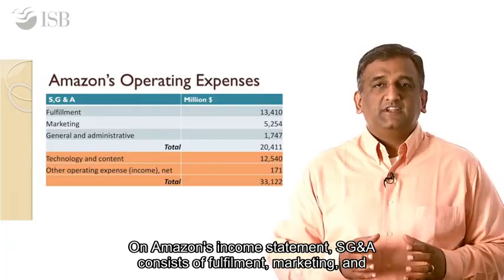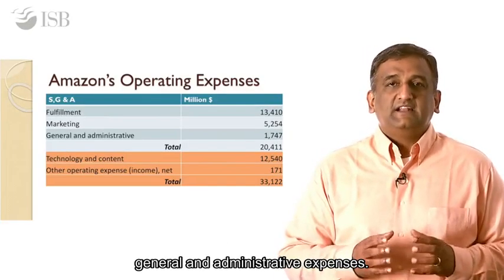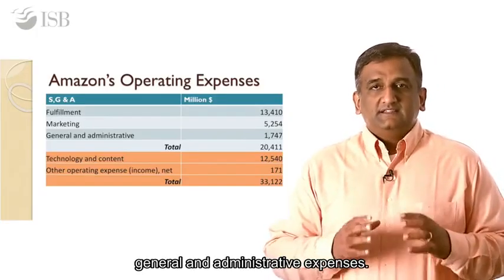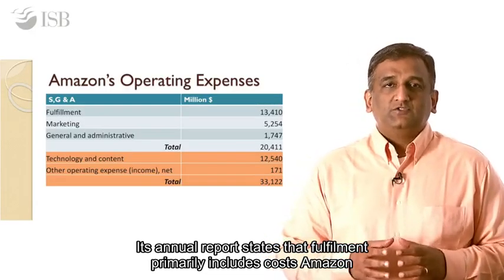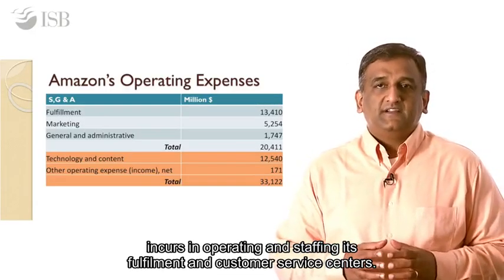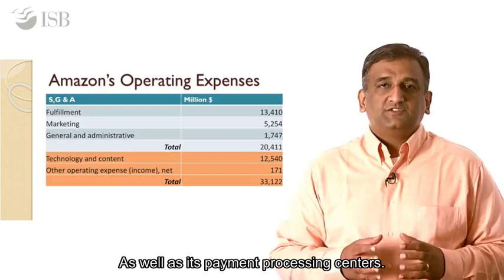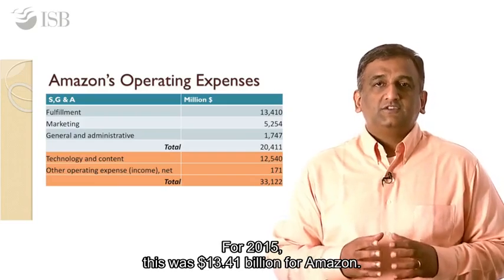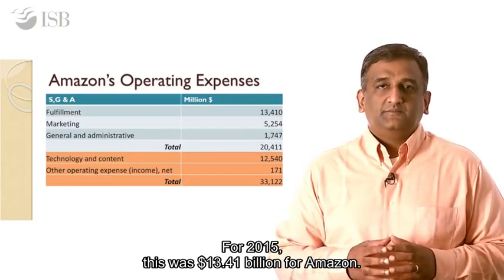On Amazon's income statement, SG&A consists of fulfillment, marketing, and general and administrative expenses. Its annual report states that fulfillment primarily includes costs Amazon incurs in operating and staffing its fulfillment and customer service centers, as well as its payment processing centers. For 2015, this was $13.41 billion for Amazon.